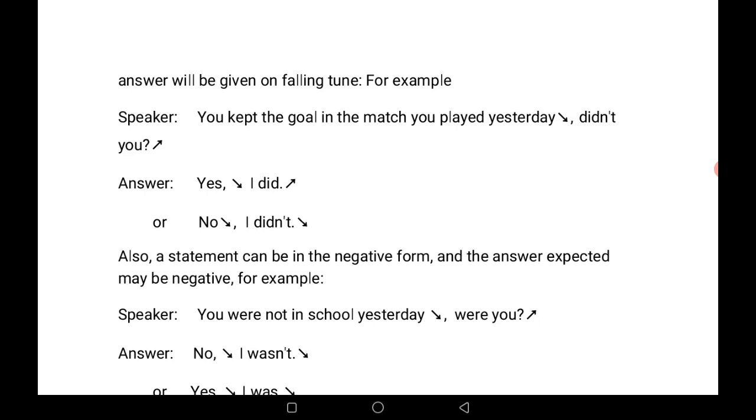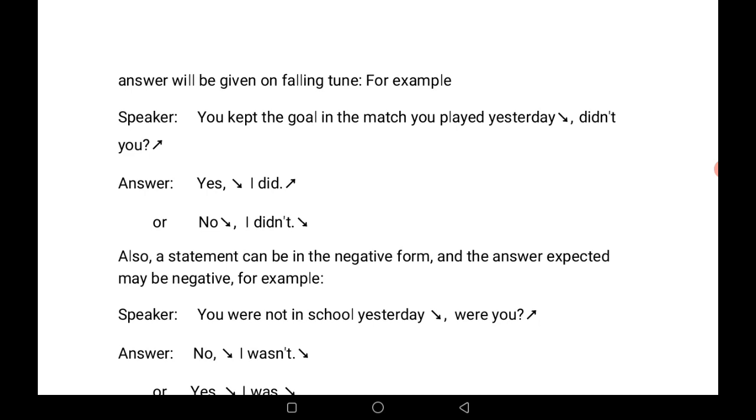Always, the presence of not or no makes a statement a negative statement. And you notice that the previous statements we have treated don't have not or no, which means the previous ones we have treated are positive statements, while this one is a negative statement. You were not in school yesterday. That's a falling tune. Were you? That's a rising tune. Do you get it now?